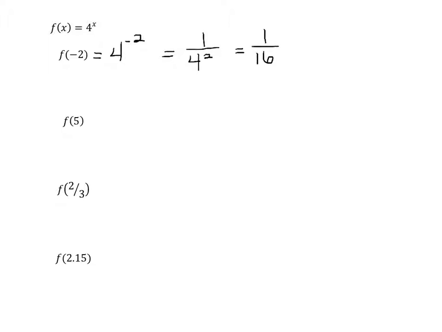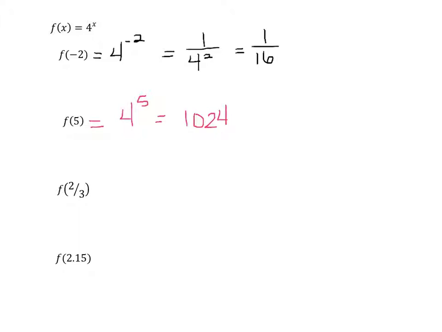In the next one, we're looking for f of 5, so that means I'm looking for 4 to the power of 5. Well, that's simple enough to put into my calculator. 4 to the power of 5 is 1,024.